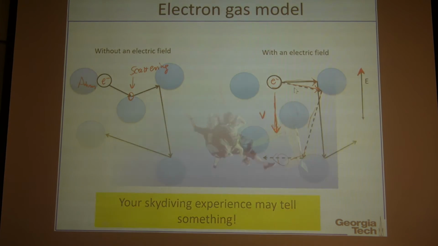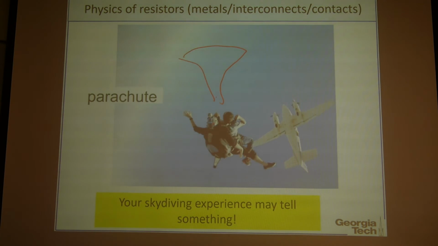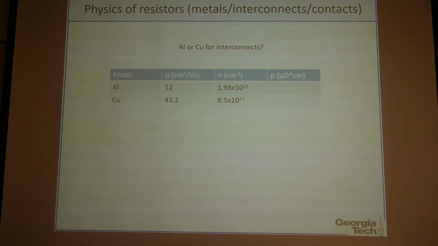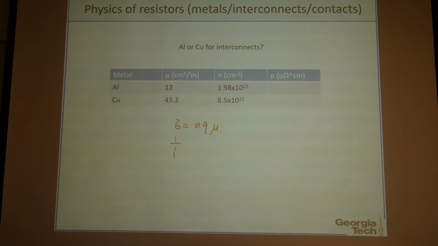So if you go back to the previous derivation, we have this equation. Sigma equals n q mu. Okay. If you then use that, sigma equals n q mu, and then 1 over rho is sigma. Then rho is 1 over n q mu.